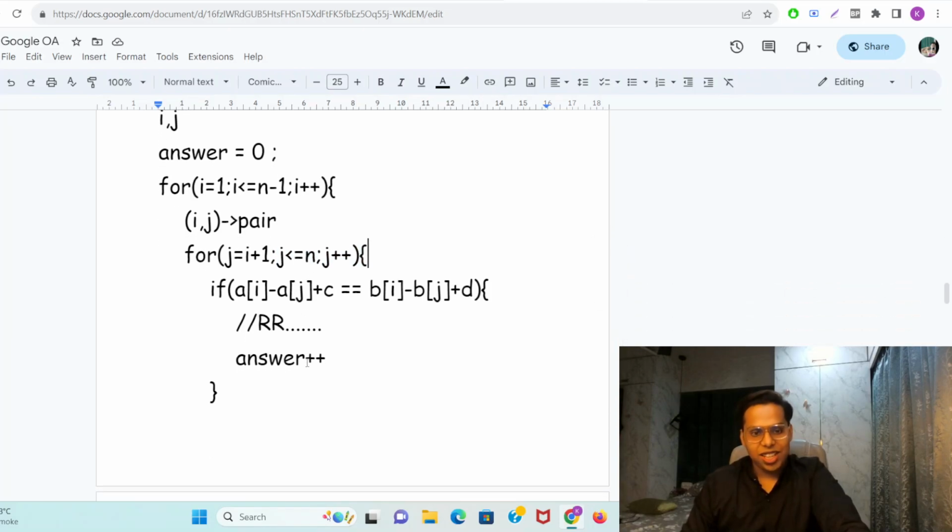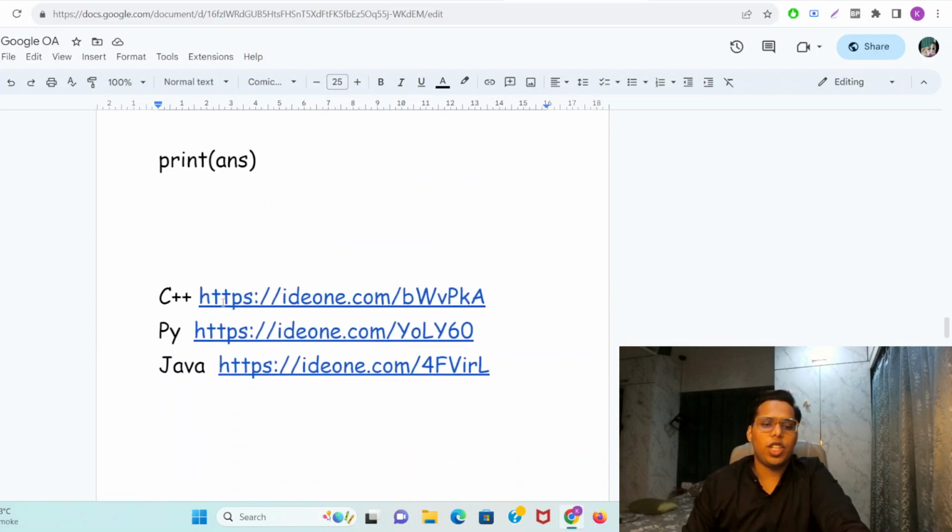Now I check the if condition given in the question. If A of i minus A of j plus C equals B of i minus B of j plus D, then I increment the answer, answer plus plus. I print the answer, guys. That's it.